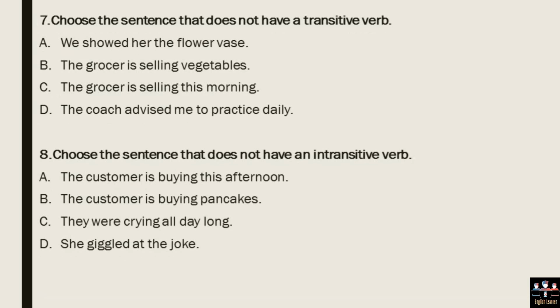Number 7. Choose the sentence that doesn't have a transitive verb. A. We showed her the flower vase. B. The grocer is selling vegetables. C. The grocer is selling this morning. D. The coach advised me to practice daily.